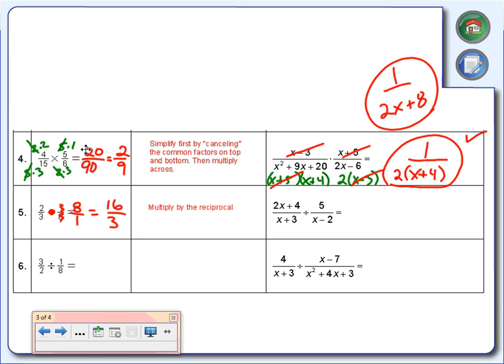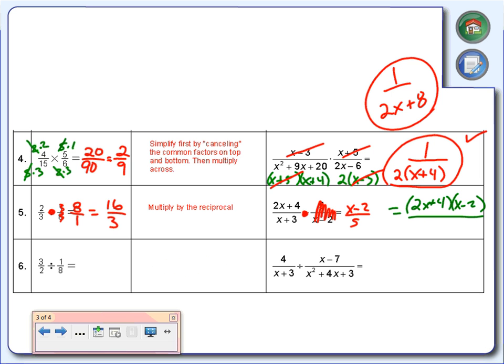So we're going to use this technique to do the same thing with our rational expressions. Exactly the same thing, guys. We're going to come over here. We're going to change the division to multiplication. We're going to take our second fraction here, and we're going to flip it upside down. So now instead of 5 over x minus 2, we're going to have x minus 2 over 5. That's what we're going to use instead of that. And now it's just a matter of multiplying straight across. All right, so if I multiply straight across, of course I have 2x plus 4 times x minus 2.